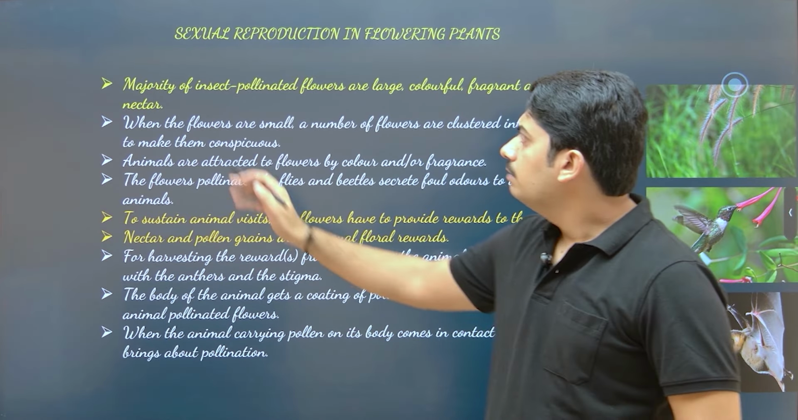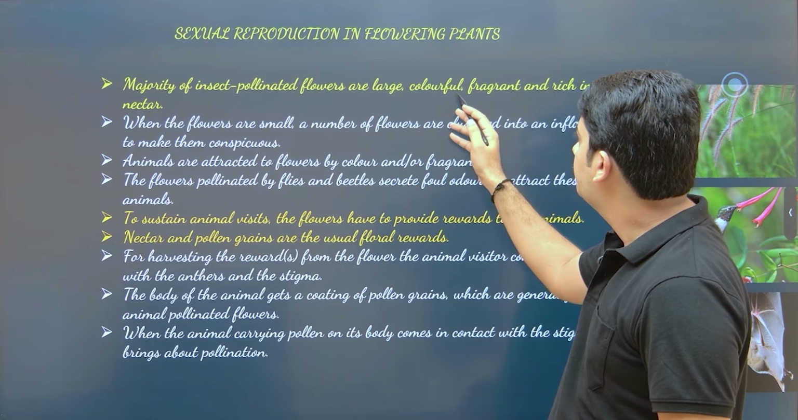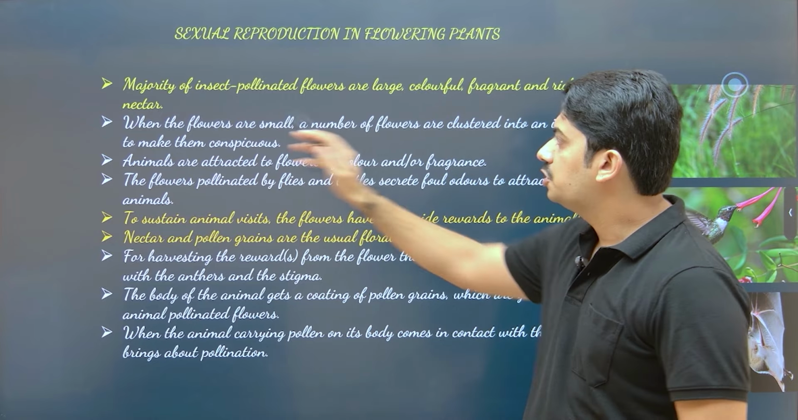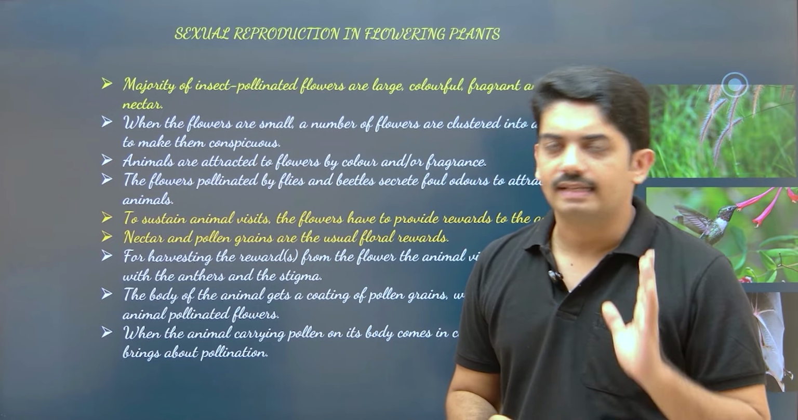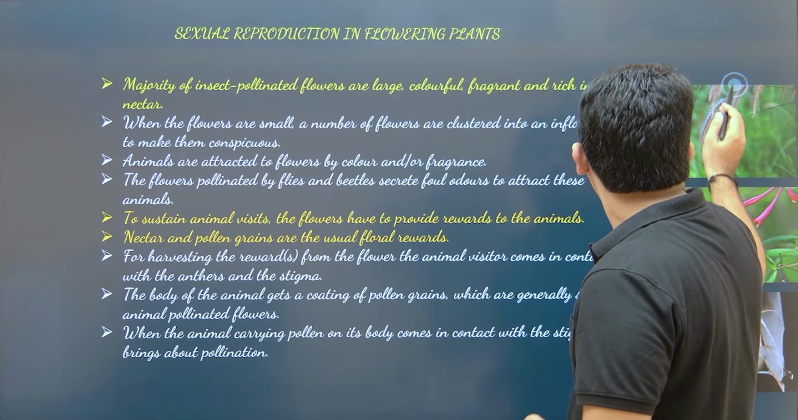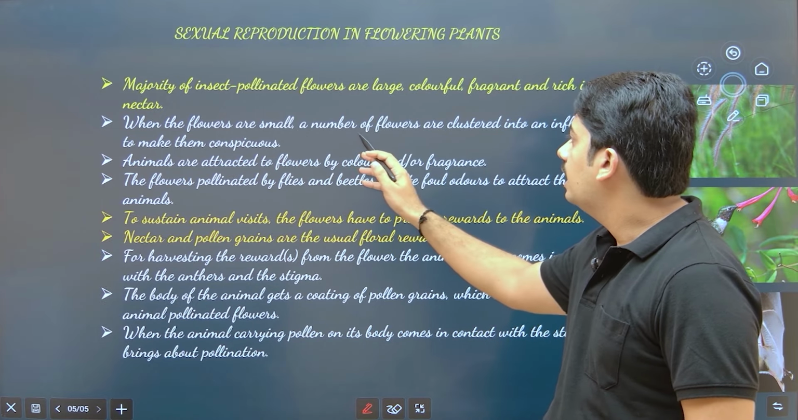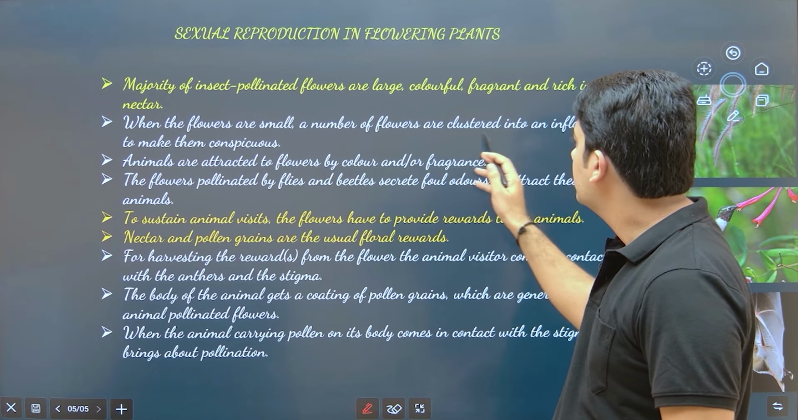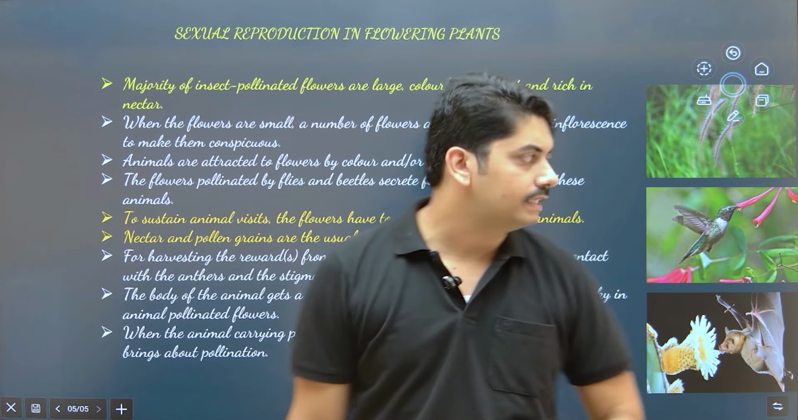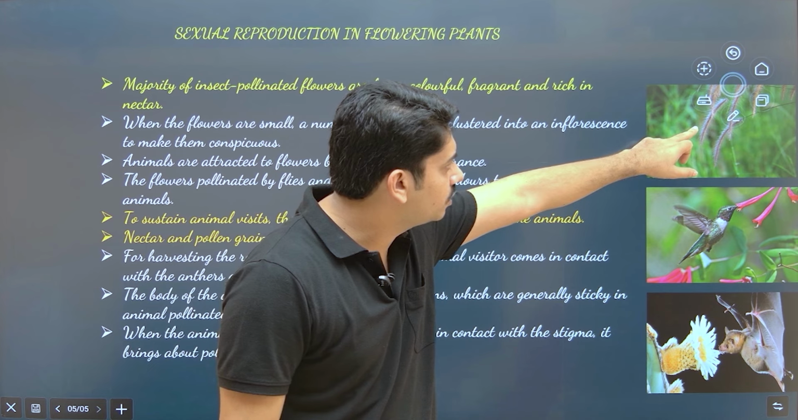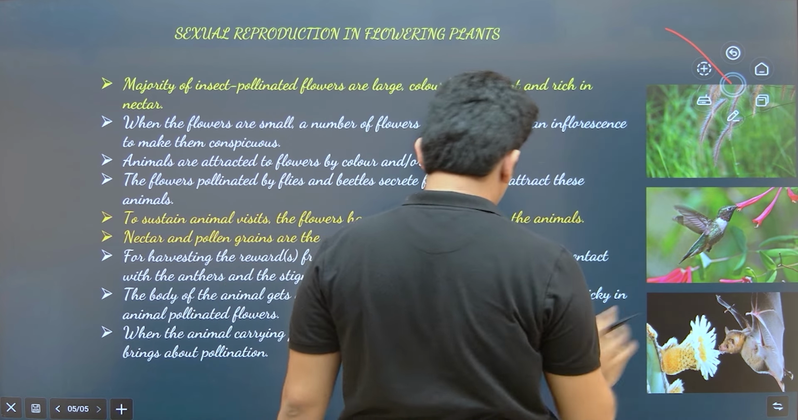Now, the majority of insect-pollinated flowers are large, colorful, fragrant and rich in nectar. I said this is mainly to attract the insects. Then when the flowers are small, a number of flowers are clustered into an inflorescence to make them conspicuous. You just observe this picture, okay? You will have some idea here.